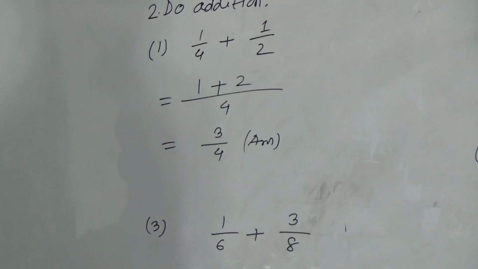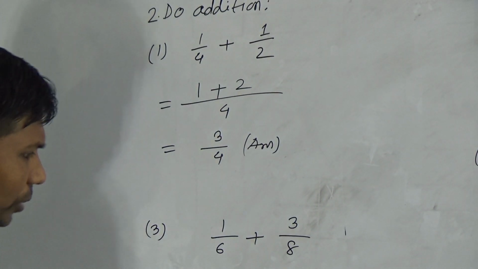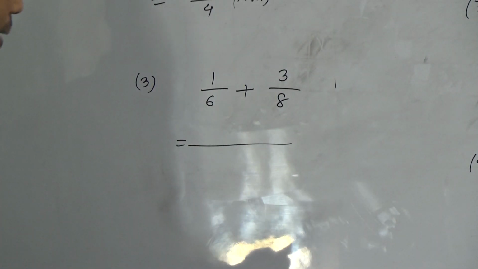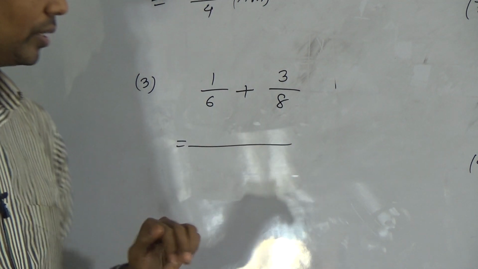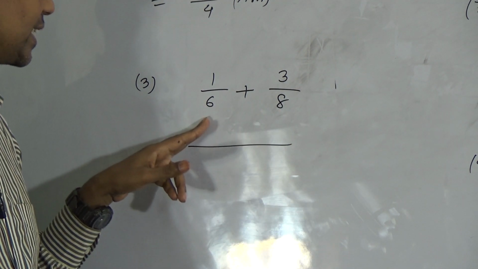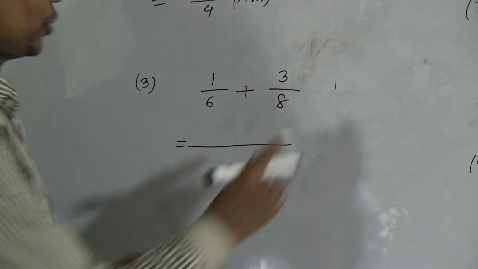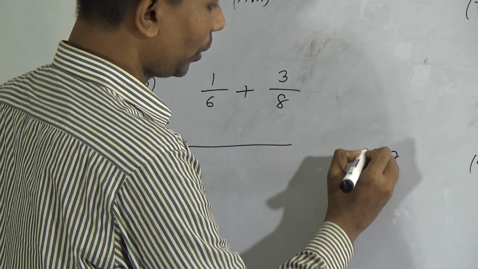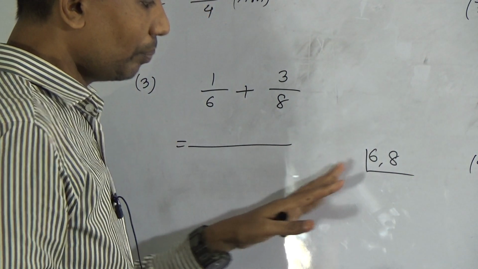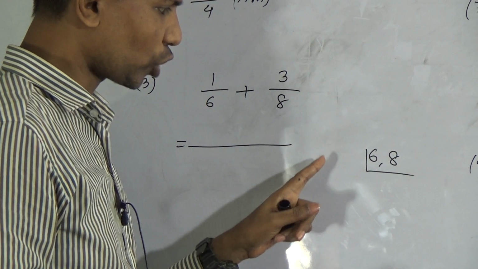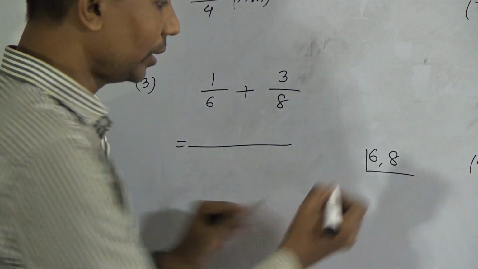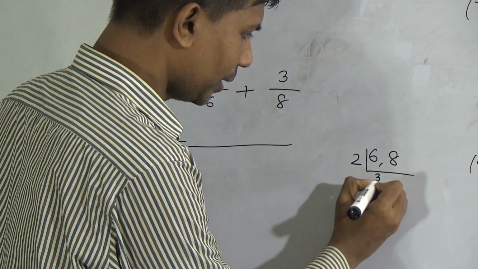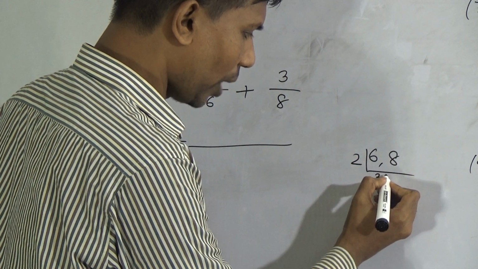Similarly, I will solve question number 3. Look, what is your task? At first we have to do the LCM of 6 and 8. Okay, student, look, between 6 and 8, here 2 is the common prime factor. So select here 2, then divide 6 by 2, then you get 3. Similarly, divide 8 by 2, then you get 4.